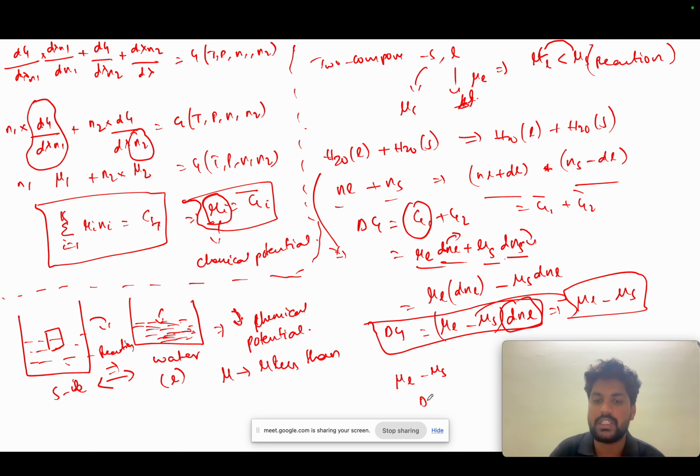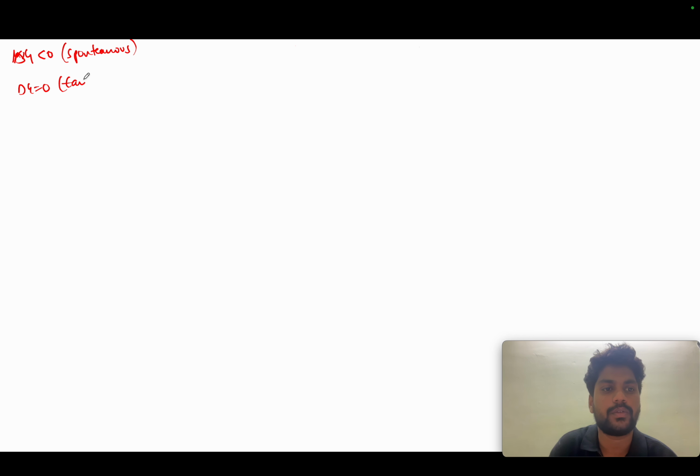We all know that delta G, to be spontaneous, should be less than 0. If it is less than 0, what does it say? Mu L is less than mu S. I will write it here again. So now we know that delta G less than 0 is a spontaneous reaction, and delta G equal to 0 is equilibrium.